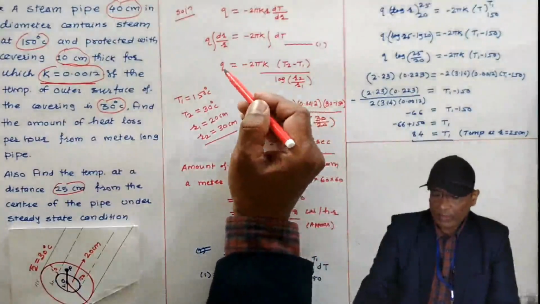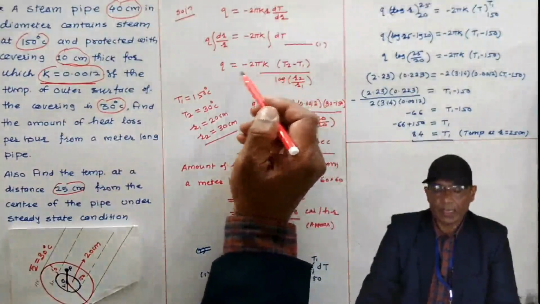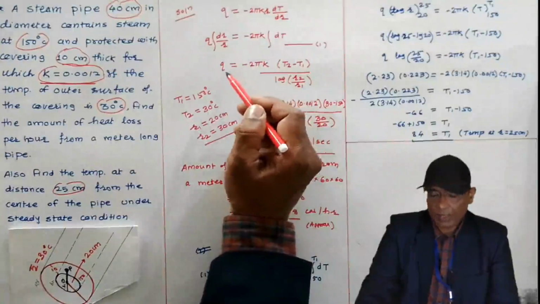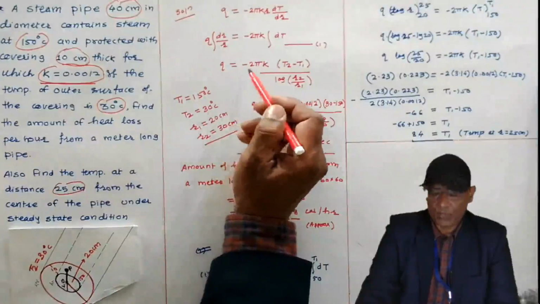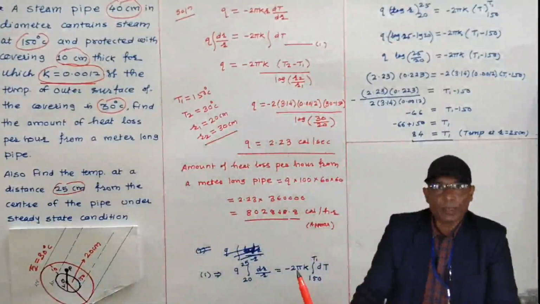And here the value of Q I have written directly. In the examination you have to show how this has come, and this I have explained in the previous sheet. So we stop here. Thank you very much.